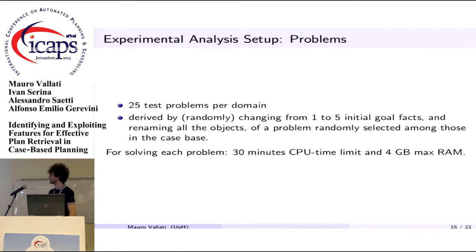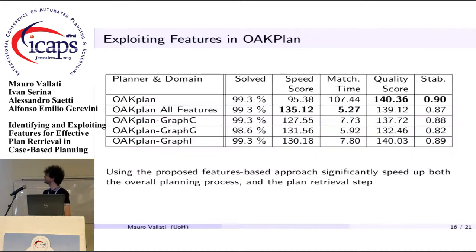Why are you doing this in this way? Because it gives you some sort of, let's say, very high level validation of approach. So if you are testing one test problem which came from cluster A, very likely the most similar problem will come again from the same cluster. So from this level, you can have some sort of validation of your approach. And we considered the state-of-the-art case-based planner, OAKPlan, and we gave it half an hour and 4 gigabytes of RAM.